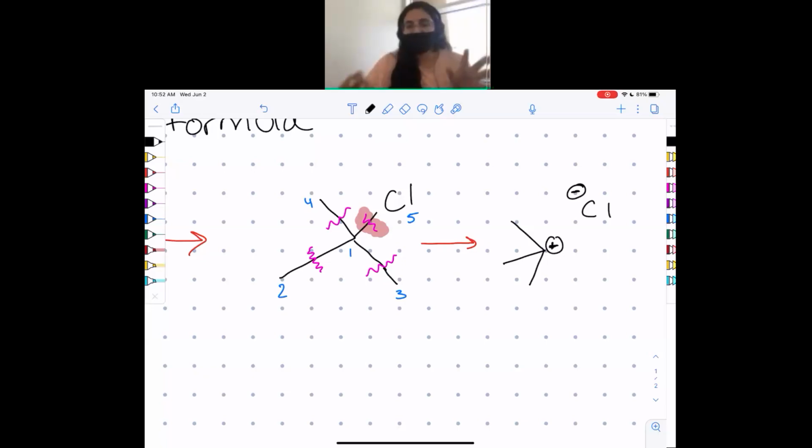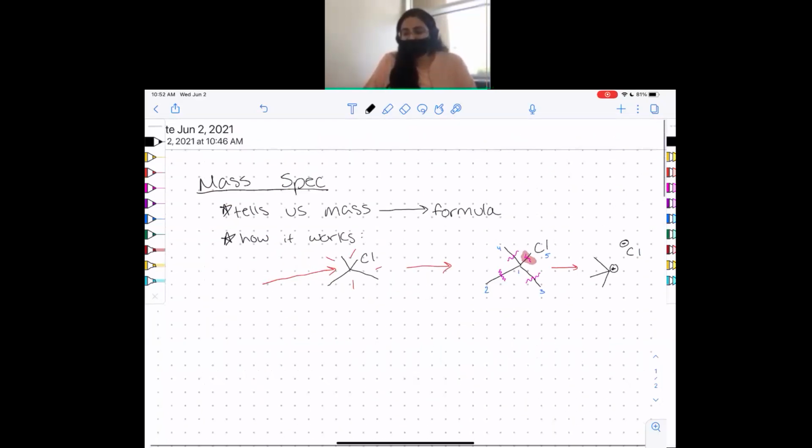Okay, so let me catch you up real quick and then we'll go back to what we were doing. So we're on chapter 9. We're doing mass spec and we're going to do a couple practice problems, but we're going to do a brief concept intro of what mass spec is. So essentially what we've covered so far is that mass spectroscopy is going to tell us the mass of a compound, obviously, and through the mass you can figure out what the formula is.